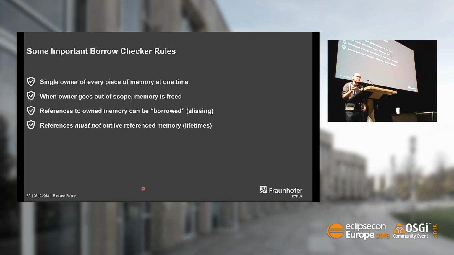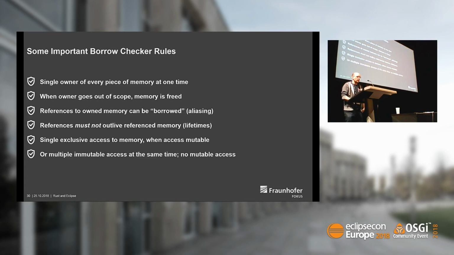There are also explicit lifetimes. If the compiler is not sure about the lifetimes, you can annotate the lifetimes. I will not talk about that. See the additional material on explicit lifetimes if you're interested. And there is just single exclusive mutable access to a variable, okay? If you have mutable access to a variable, there must not be any other immutable access. Or you can have multiple immutable accesses to a piece of memory, but then no mutable access at the same time. This is very strong.